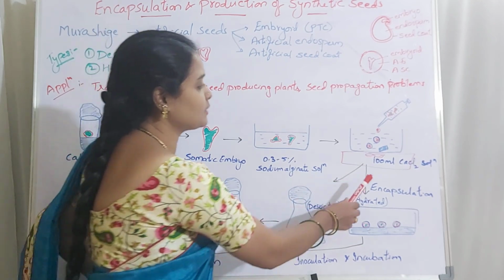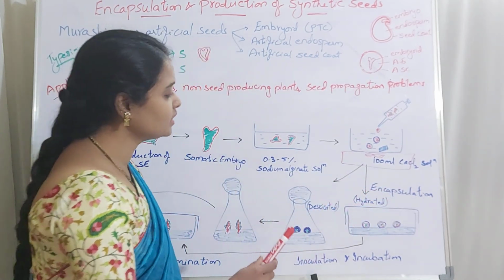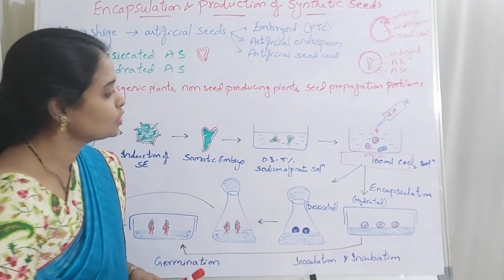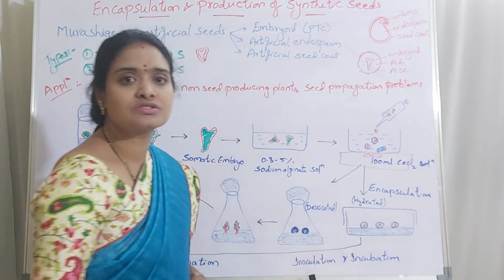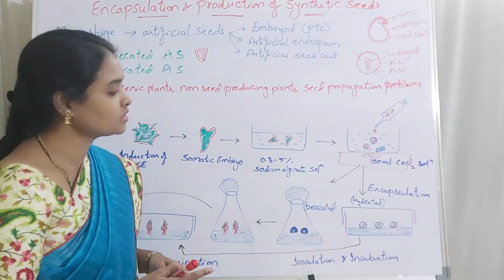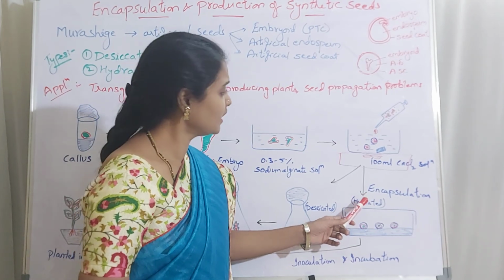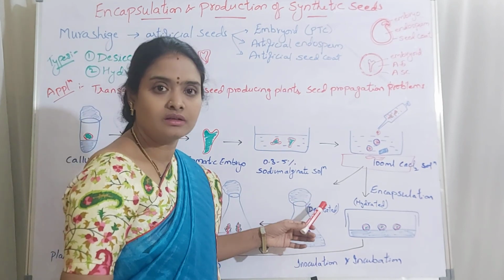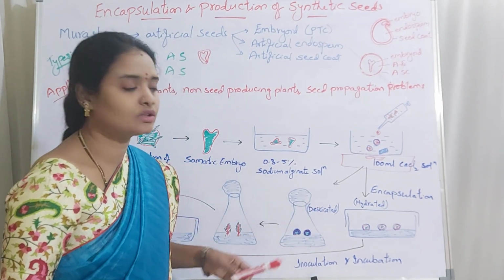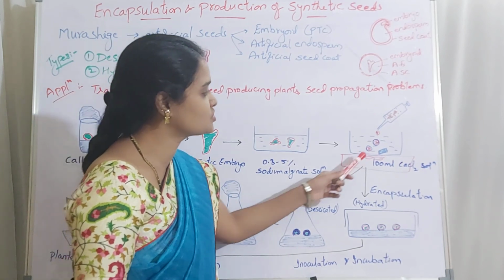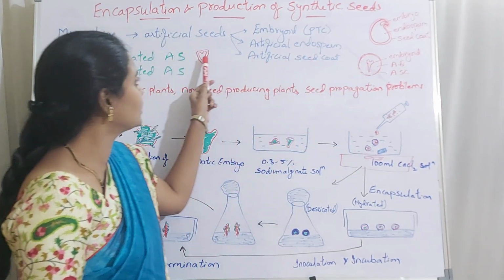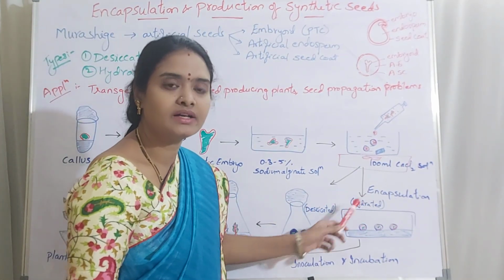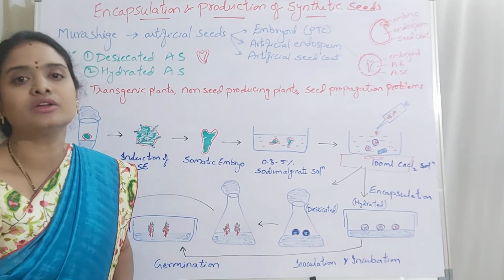So, after encapsulating the embryoids, now either you hydrate them, otherwise you desiccate them. Hydrated means you are maintaining them in gelatinous structures intact without allowing them to dry. Right? In case of desiccated, what you do? You allow them to dry in a desiccator so that all the water content present in the gel will be evaporated so that you get a dried seed-like structure. Okay, so now desiccated or the hydrated seeds can be used in vivo or in vitro.